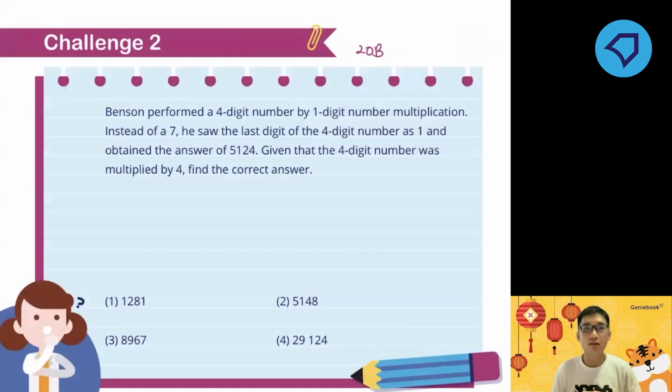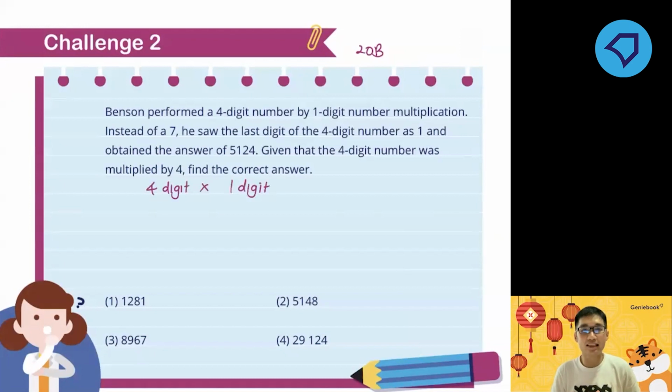Okay, now let's take a look at this scenario over here. It can be a bit confusing, but I'll help you all. Now in this challenge question, it says that Benson is trying to perform a multiplication of a four-digit number by a one-digit number. Think of it this way: a four-digit number multiplied by a one-digit number.